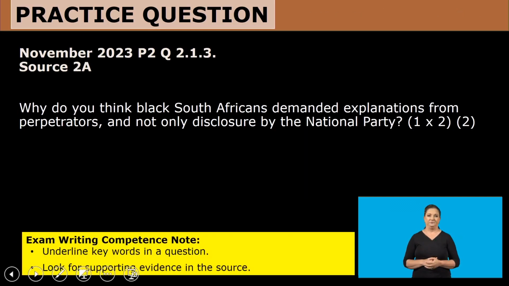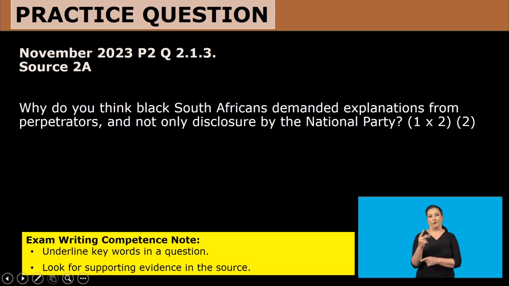Okay, now let's look at another example. Why do you think Black South Africans demanded explanations from the perpetrators and not only disclosure by the National Party? That is just 1 point out of 2 marks.